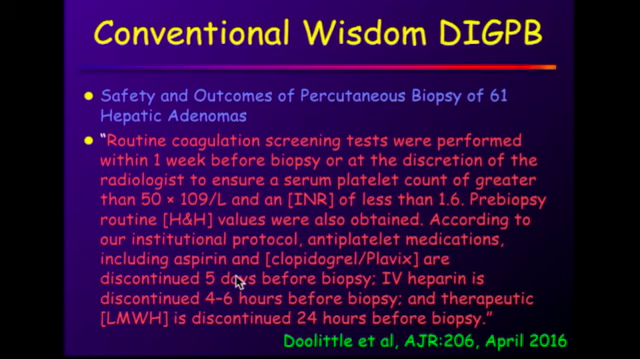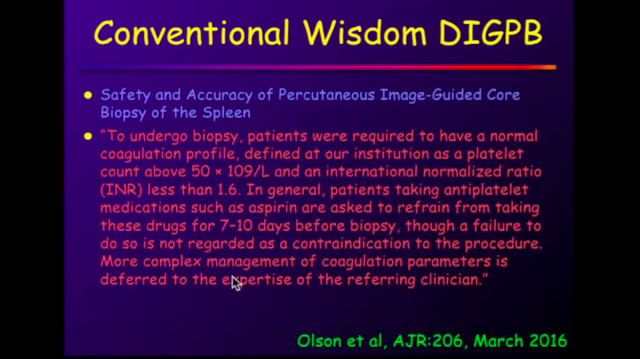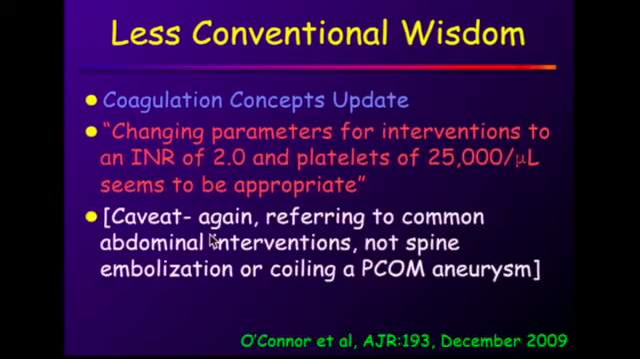This is more conventional study. There were a bunch of papers primarily from the Mayo Clinic this year talking about kind of high-value target biopsies. This was 61 hepatic adenomas, and they said if the platelet count is over 50 and the INR is less than 1.5, go ahead. Here's another one on spleen biopsies. Again, platelet count over 50 and INR less than about 1.5, go ahead.